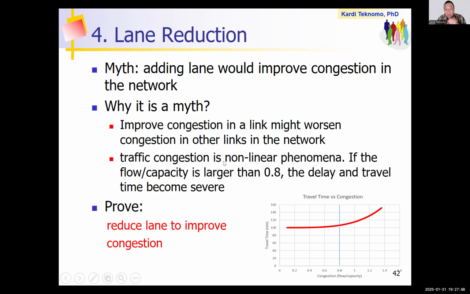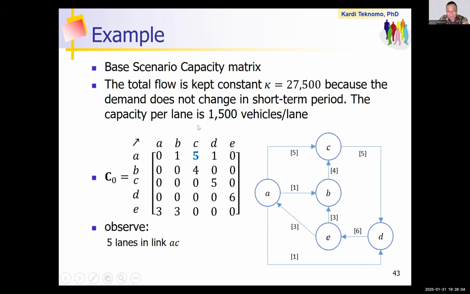In fact, in a study in Korea, they removed a road and made it into a public park, and the congestion actually became better. Let's say in this simple example, this is a simple network that you can check on your own. And this is the base scenario. I kept the total flow constant, kappa is 27,500. I don't change anything, because this is a short-term period. Say capacity per lane, again, 1,500 vehicles per lane.